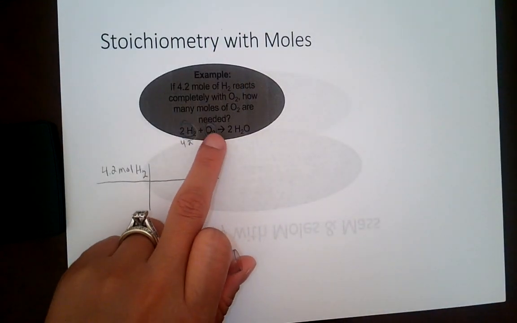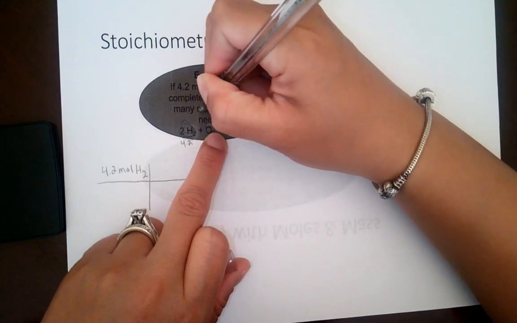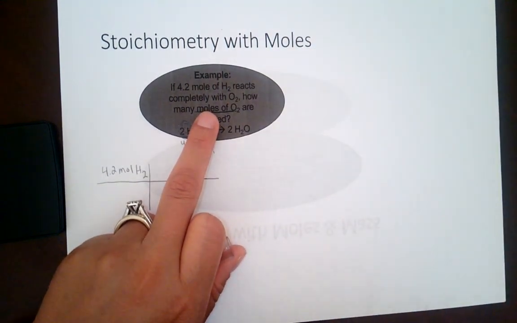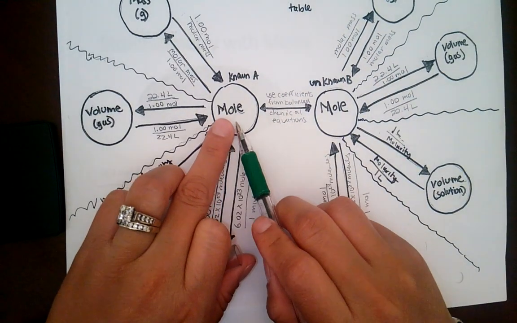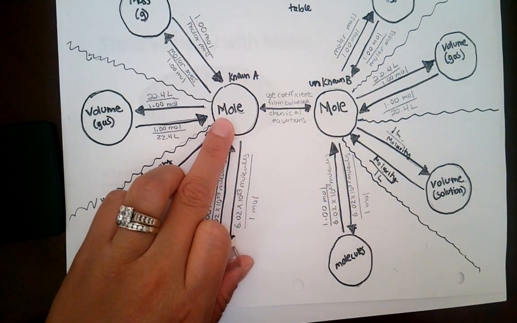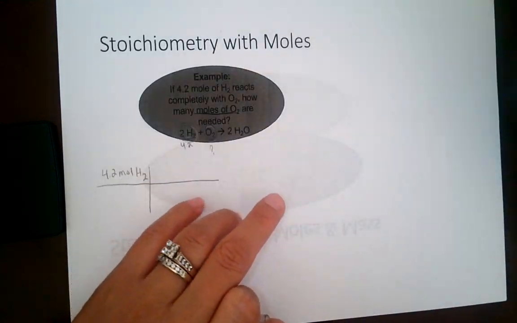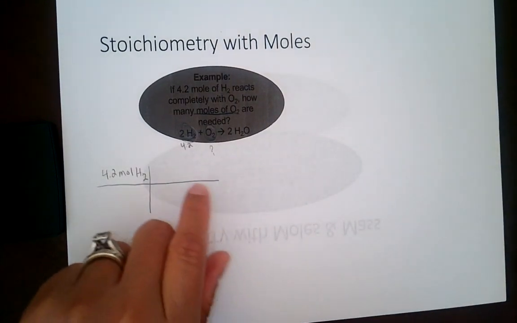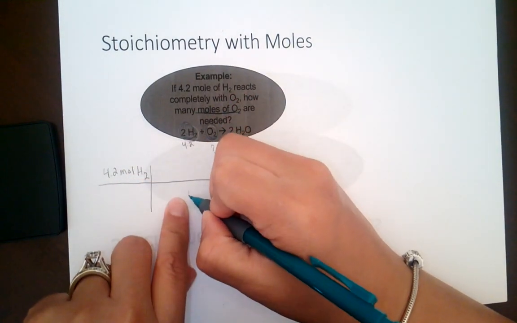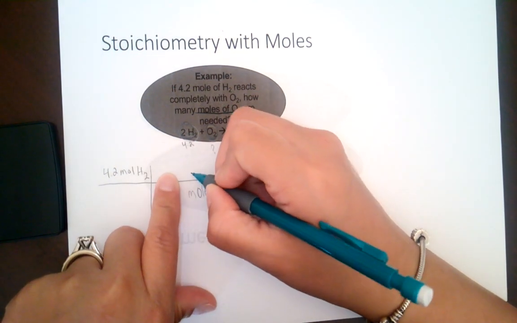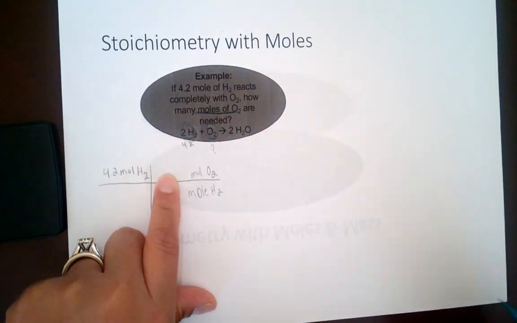What do I want to find out? I want to find out moles of O2. Okay, I want to know the moles of O2. That means that I'm just jumping from 1 to 1. This is a one-step problem. You're going to use the coefficients from the balanced chemical equation. So how would I set this up? Well, I want to get rid of moles of H2. So moles of H2 is going to go at the bottom. What do I want? I want moles of O2. That's going to go at the top.